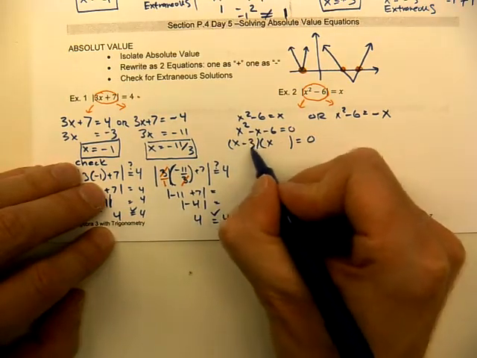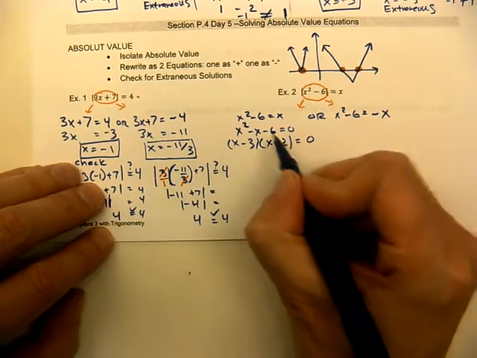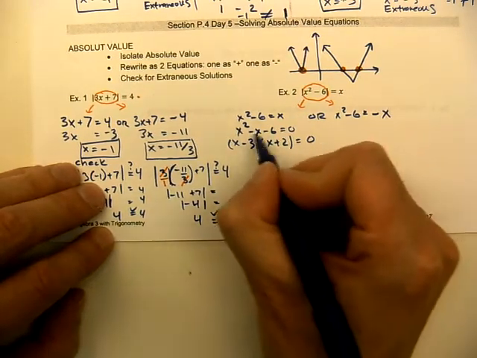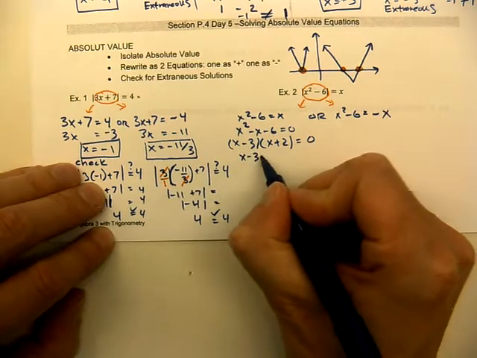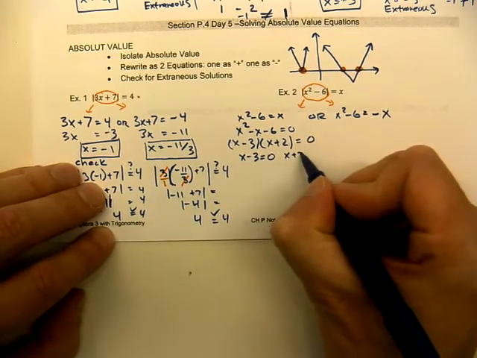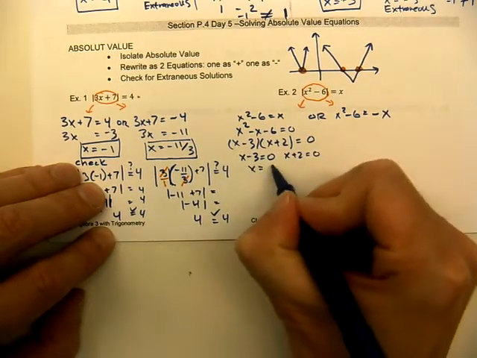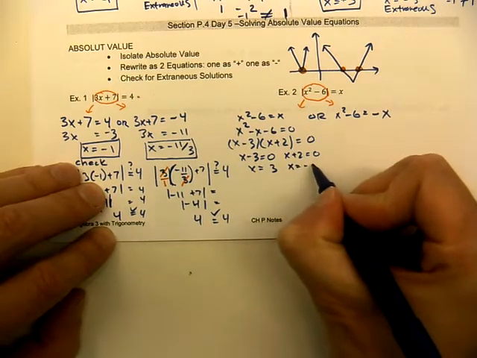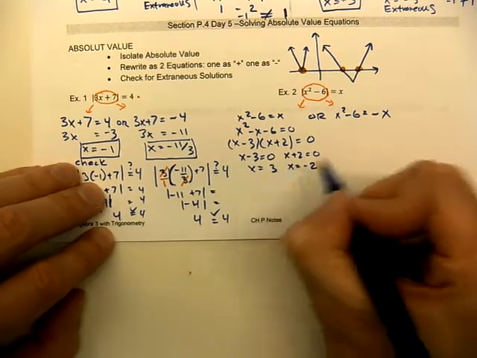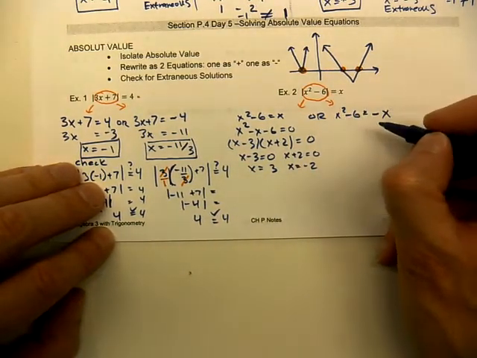So we want a negative 3 and a positive 2. Those multiply to the negative 6 and they add up to the negative 1. Separating our factors, setting each equal to 0, we get answers of 3 and negative 2. So we'll check those in a moment. Let me just solve both of these quadratics first.